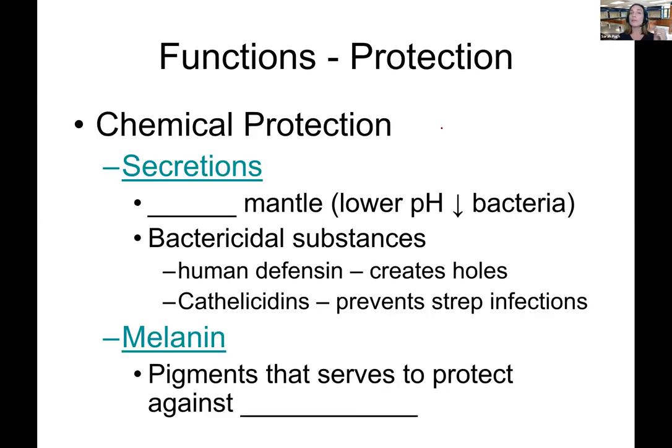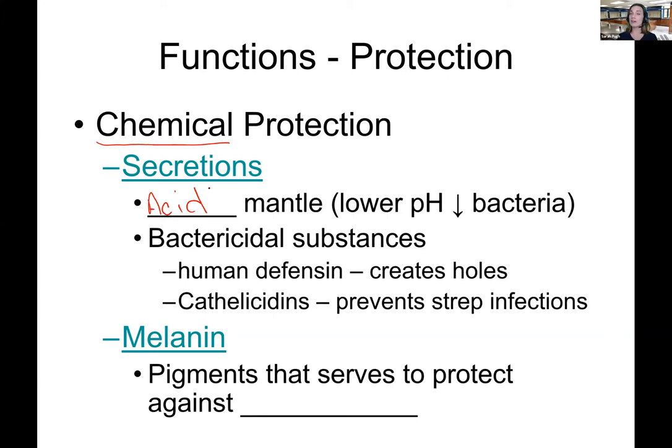So one form of protection is a chemical protection. So a chemical protection is that your skin is actually either secreting a chemical that's protective, or there's a chemical inside the skin that's protective. So the secretions, one of them is called the acid mantle. This one is just like what it sounds like it is. It is an acidic secretion.